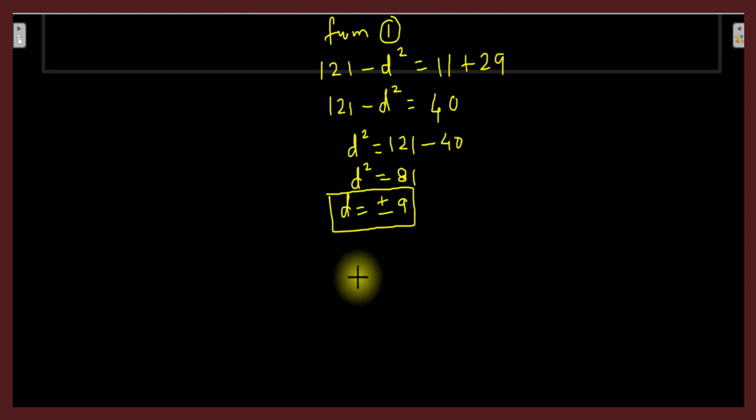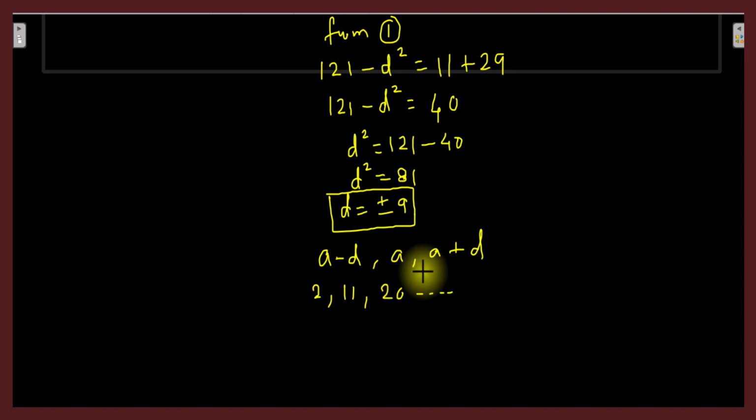Now friends, here we have to find the AP. So we know that the first term that we have assumed is A minus D, the second term is A, and the third term is A plus D. So the first term is A minus D. A is 11, D is plus 9. We are taking first plus 9. So 11 minus 9, and that will be 2. Then the second term will be A, that will be 11, and the third term will be what? A plus 9, that will be 20, and so on.